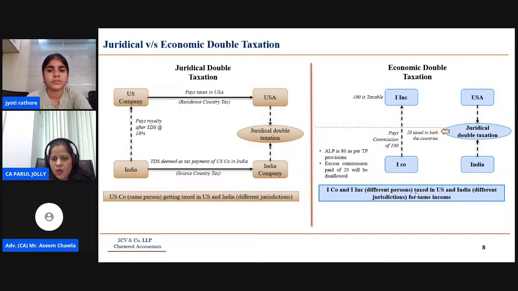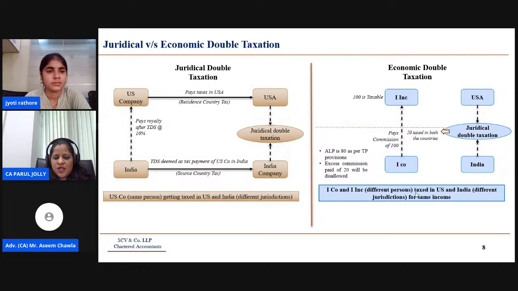An Indian company pays commission of rupees 100 to a company in USA. So that company, which is a resident of USA, will pay taxes on that 100 rupees of income. Now, there is a transfer pricing assessment on the Indian company, and the ALP determined for this commission payment is 80. So 20 gets taxed in the hands of the Indian company. Now, rupees 20 gets taxed in the hands of the US company in USA, and the Indian company also gets taxed on that 20 in India. So the same stream of income gets taxed in the hands of two separate persons. This is economic double taxation.